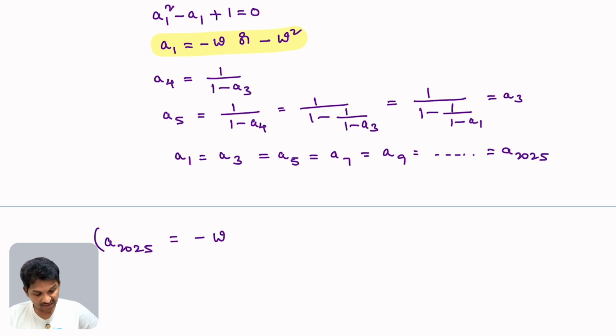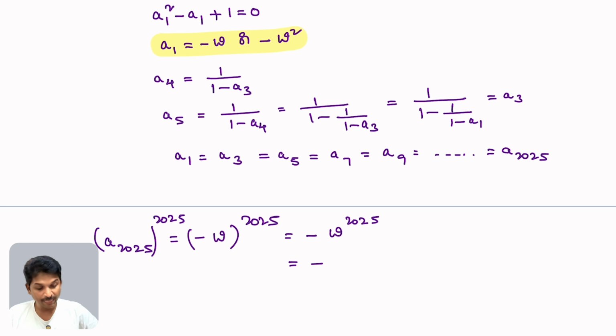Now as I need to calculate a2025 whole power 2025, this side also I'll take 2025. As this is an odd number, the minus remains the same. This is minus omega power 2025. You see here, the sum of digits of 2025 is 9. You know, in cube roots of unity, omega cube is 1. Omega power 6 is 1.